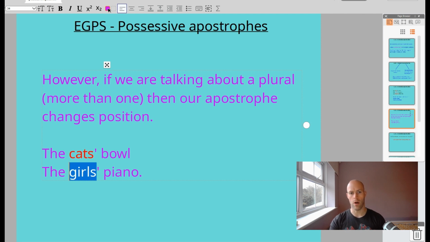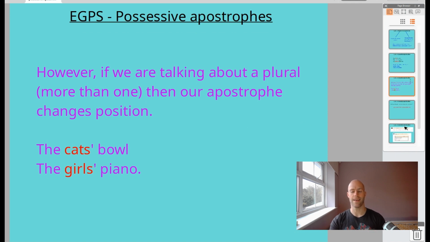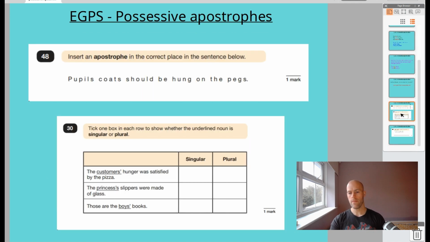Are we talking about more than one girl that has a piano? It's a piano owned by multiple girls. Look back from the apostrophe. It's a key thing that's going to help you every single time. And finally, let's go through some SATs questions, Key Stage 2 SATs from previous years.